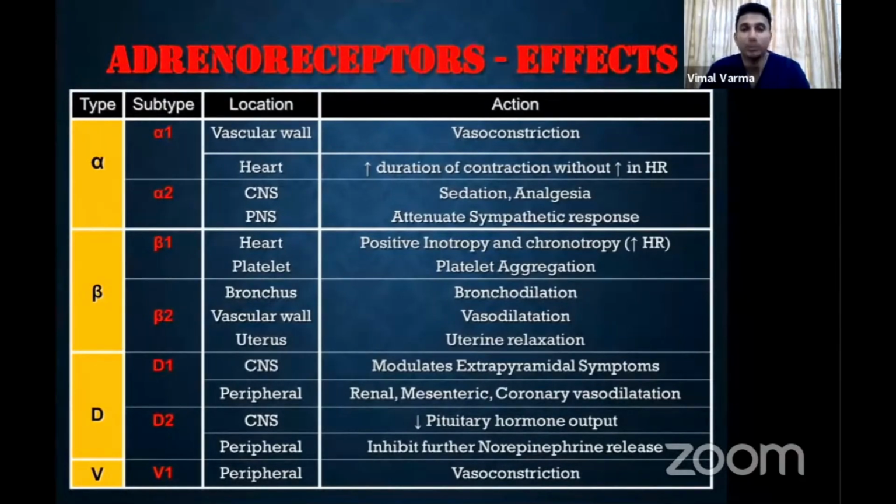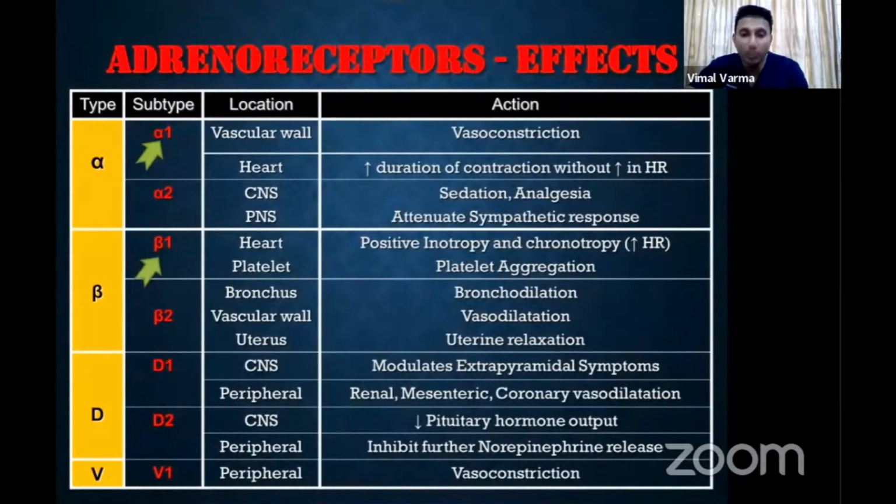Alpha 1 was one of the important receptors for us because it causes vasoconstriction. It's present on the vascular wall, and when a drug combines with this receptor as an agonist, it will cause vasoconstriction, thus increasing systemic vascular resistance and increasing your mean arterial pressure. Alpha 1 also causes a certain amount of increase in duration of contraction as an inotropic effect without increasing heart rate. Alpha 2 does not contribute much to the maintenance of mean arterial pressure.